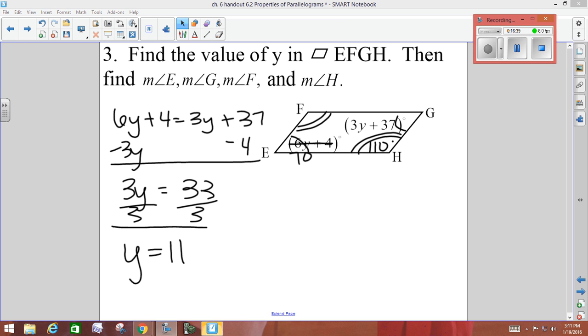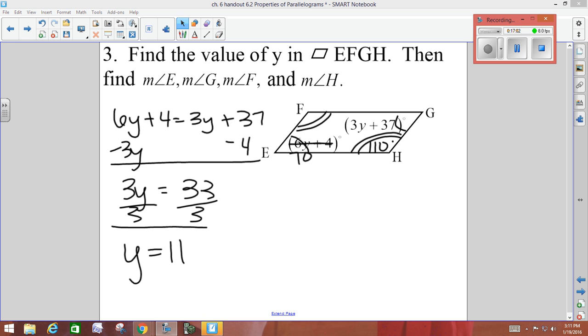E and G, opposite angles again, so set them equal to each other, and you should get y equals 11. I plugged that back into angle E, so 6 times 11 is 66 plus 4, that's supposed to be a 70. Then I marked E congruent to G, so those are both 70, and then F is congruent to H, and they'd have to be 110. Good on the angles? All right, cool.